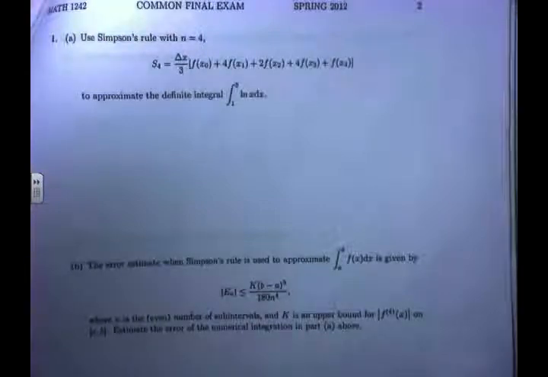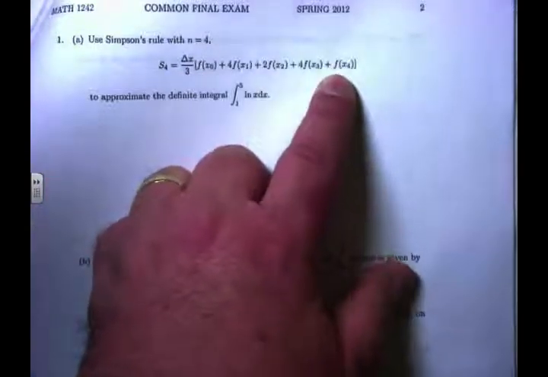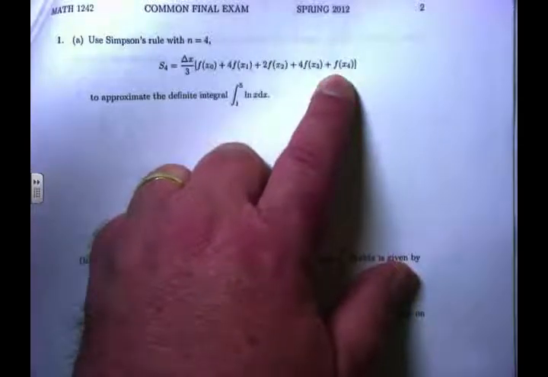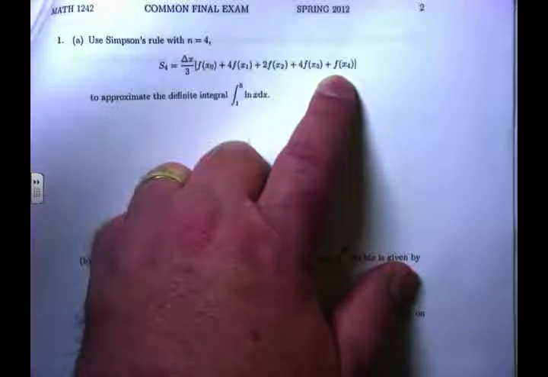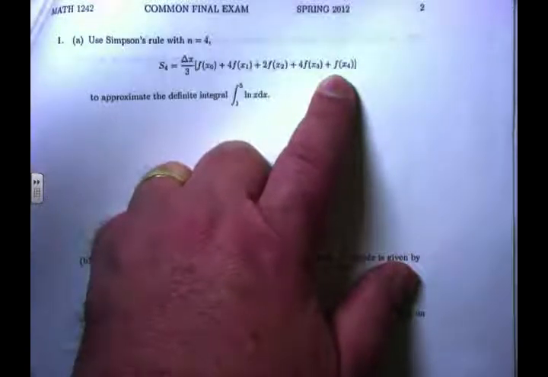All right. Use Simpson's rule to approximate the integral from 1 to 5 of natural log of x dx. Use Simpson's rule when n equals 4. And how nice of them. Don't bank on this. Sometimes they give you the formulas because they're being nice. Sometimes they don't. You need to know the Simpson's rule formula, the trapezoidal rule formula, the midpoint rule formula, and your basic left-right Riemann sum formulas. You need to know the formula for all of those things.